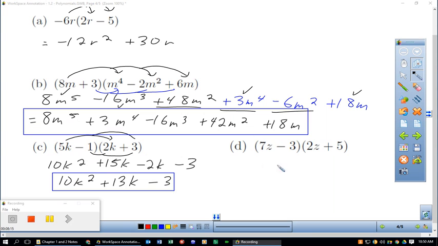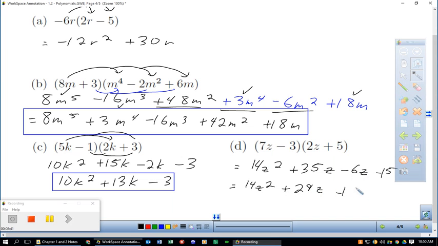Last one we have here, 7z times 2z should be 14z squared. Then we get plus 35z minus 6z minus 15. And our end result should be 14z squared plus 29z minus 15. Okay, and those are all the terms we should have.